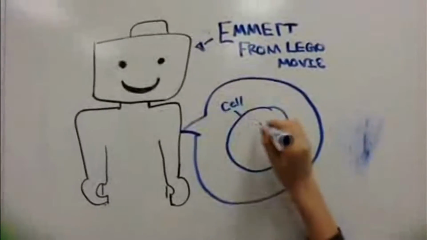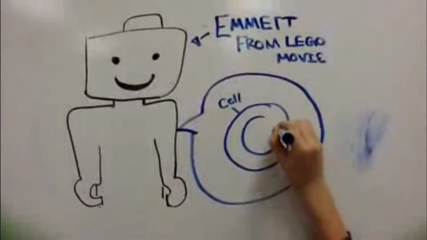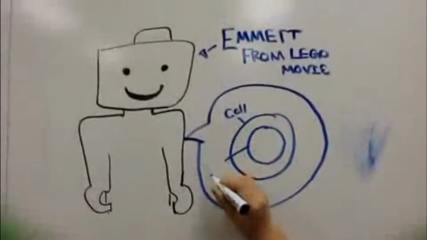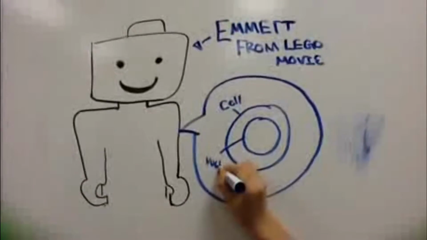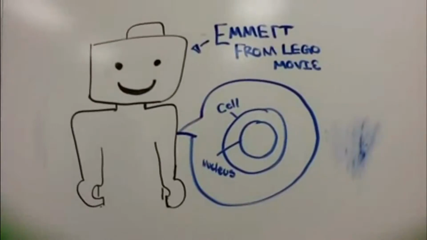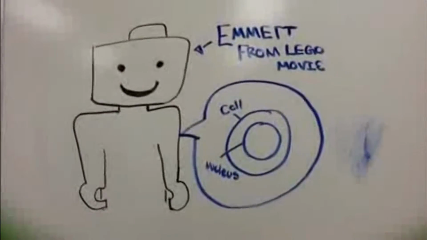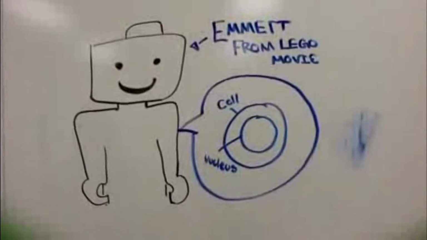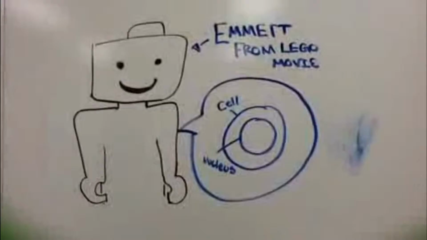Right now, we are going to draw inside of one of Emmett's cells. In the cell there's a nucleus. The nucleus is basically the control center of the cell. It controls everything the cell does, like a teacher controls a classroom.